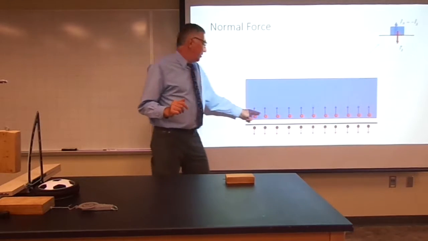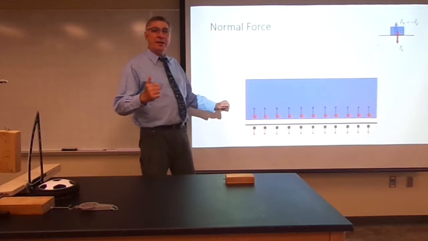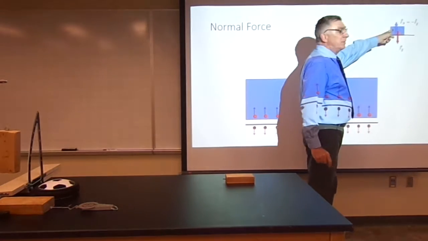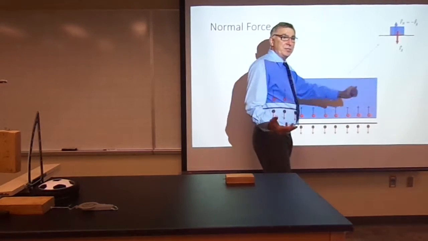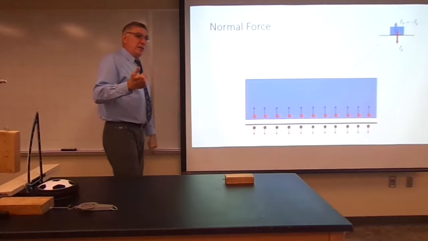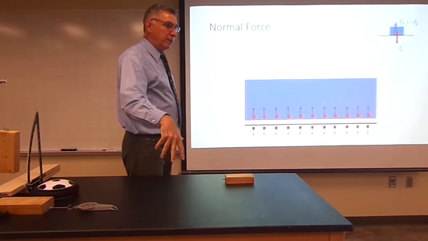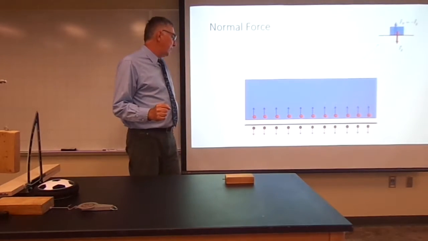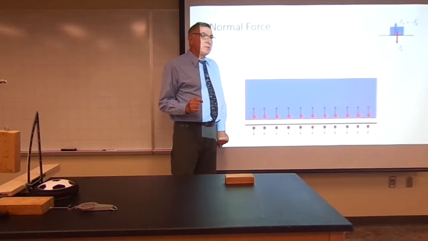Sum all the arrows up, I get what? Bob, thank you. The normal force, which explains why the block is not going through the table, although there are immense empty spaces between atoms. What are the red arrows?